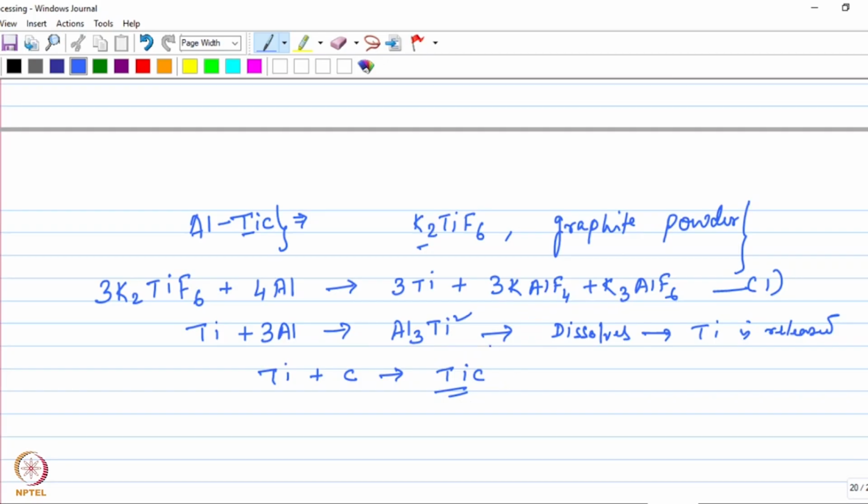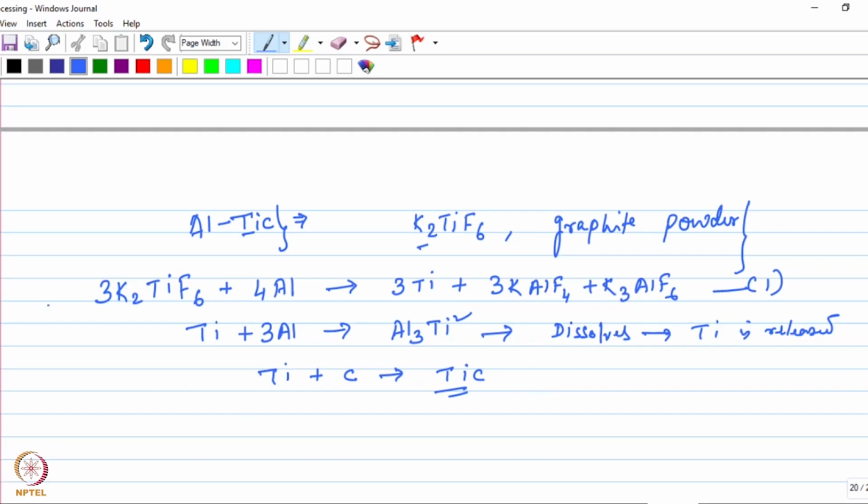Okay. And it is also desirable that you do not have the presence of Al3Ti and have only TiC particles, because Al3Ti is an intermetallic and this is a brittle material, so it will affect the mechanical properties, particularly the ductility. Okay. So the temperature and time of the reaction have to be controlled to make sure there is no Al3Ti and only TiC is forming.